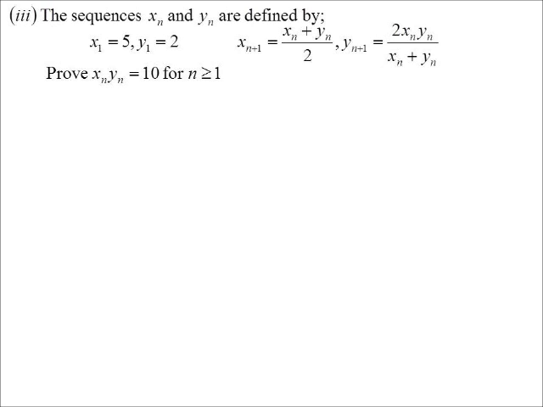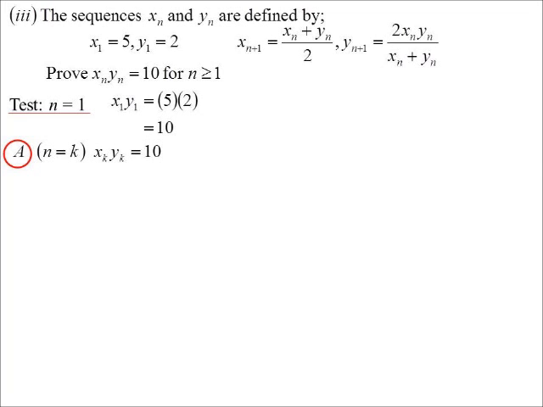Okay, well, let's try it for 1. Term 1 in the x times term 1 in the y, 5 times 2 is 10. Okay. We're going to assume what we're trying to prove: xk, yk is 10. We're going to prove xk plus 1, yk plus 1 is also 10.